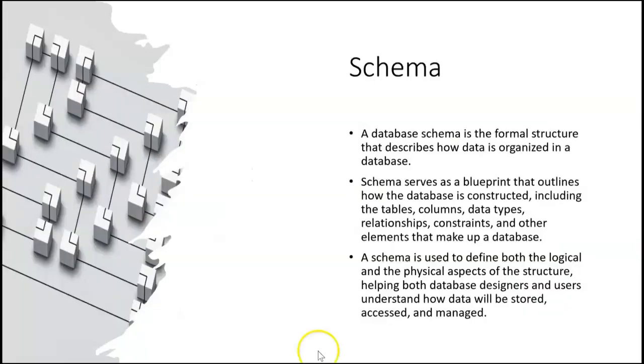Okay, then what's a schema? A database schema is the formal structure that describes how data is organized in a database. Schema serves as a blueprint that outlines how the database is constructed, including the tables, columns, data types, relationships, constraints, and other elements that make up a database. Schema is used to define both the logical and physical aspects of the structure, helping both database designers and users understand how data will be stored, accessed, managed.